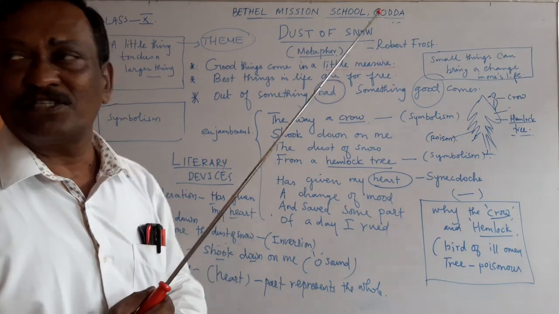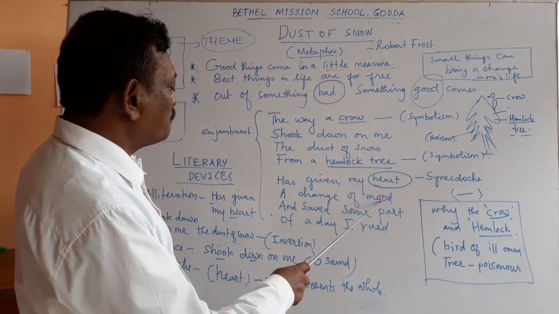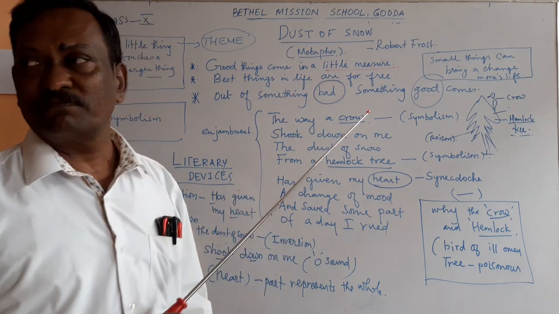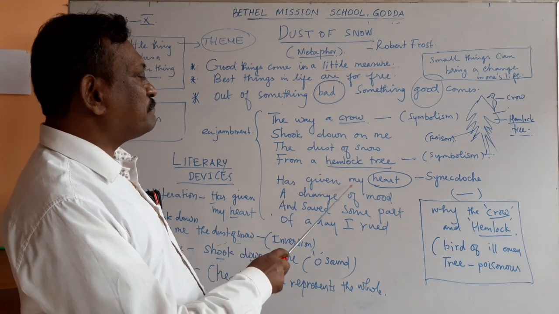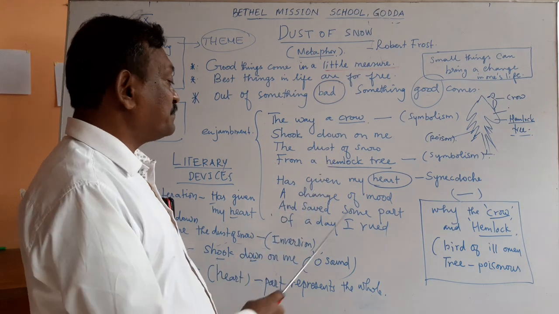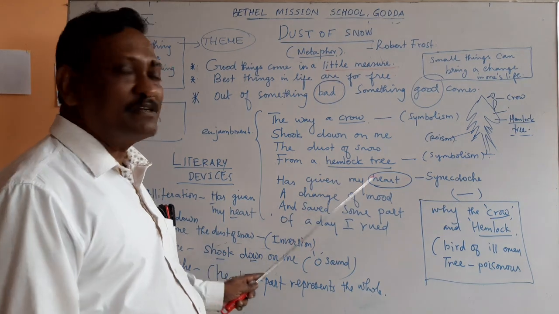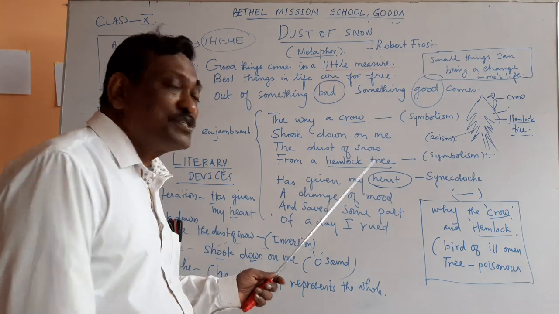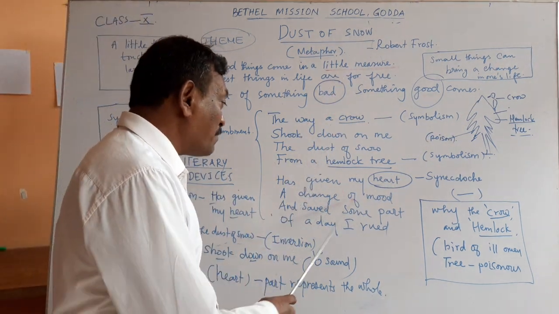The second stanza: Has given my heart a change of mood and saved some part of a day I rued. I repeat the stanza. Has given my heart a change of mood and saved some part of a day I rued. So what is the result of the falling of snow? That is being discussed in the second stanza. What is the result? The falling of snow on the body of the poet brought about a change.